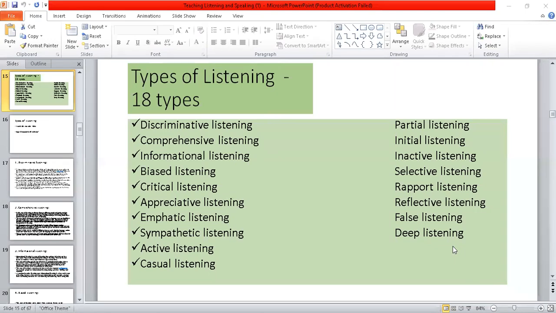Deep listening. Anybody who said deep listening? Deep listening is the listening that is generous, empathic, supportive, accurate, and trusting. Right. Partial, you said, right? Active listening, nobody said.